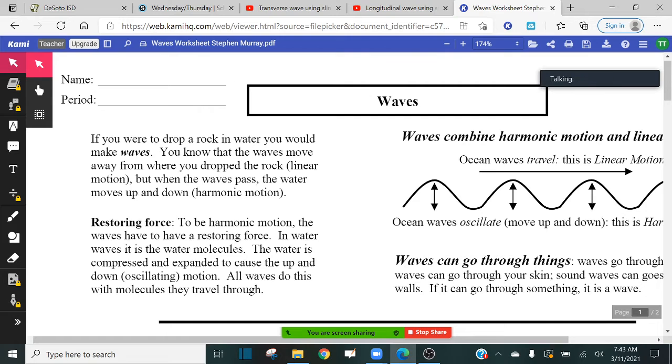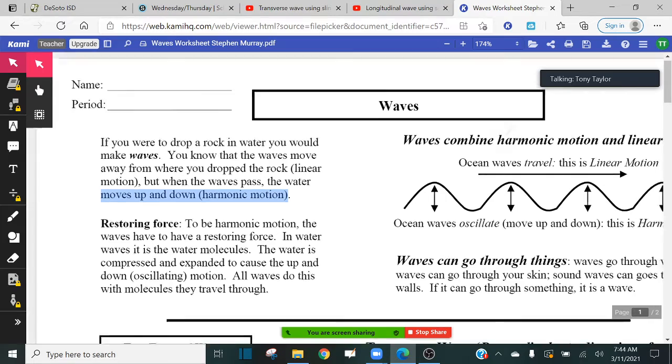So if you were to drop a rock in water, you would make waves. You know the waves move away from where you drop the rock, but when the waves pass, the water moves up and down. So this bobbing up and down with the water is an example of harmonic motion, which is what we're going to talk more about today.